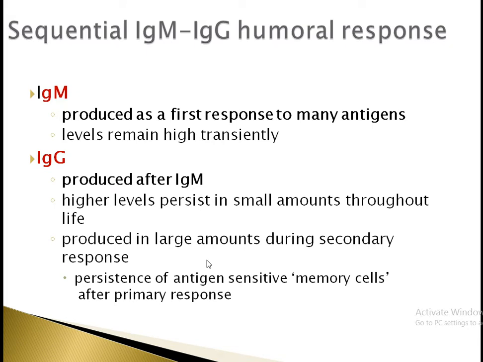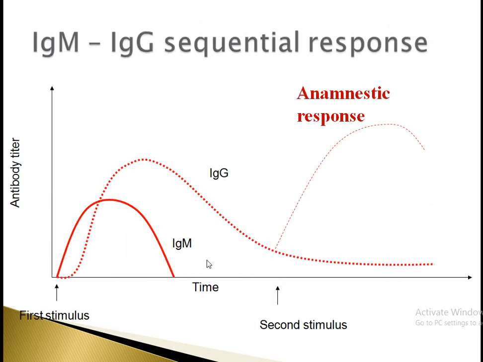About IgM and IgG, we have a very sequential humoral response, a very specific response, as IgM is produced first in response to many antigens and IgG is produced after IgM. Through this very nice graph, I want to show you that with the first stimulus, IgM is released, but it remains there, while with the second response, we can have IgG also.